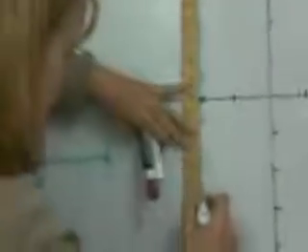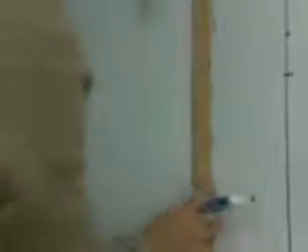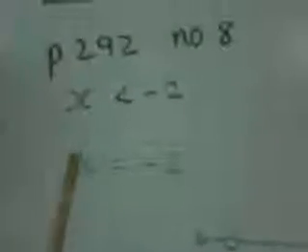There's my dotted line. I'm not drawing a solid line, I'm drawing a dotted line because that smaller than sign tells me that the line is not part of the solution, the same as what this dot would tell me, it's not part of the solution. Now I have to decide which side I need to shade.